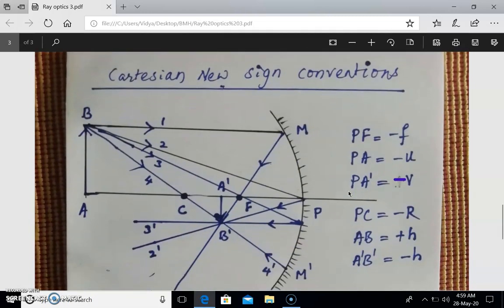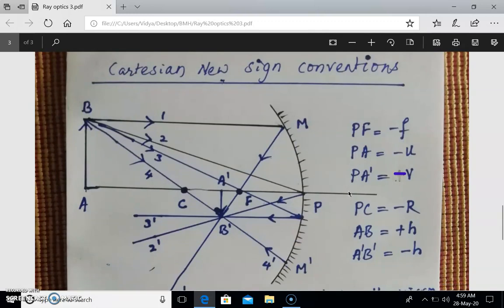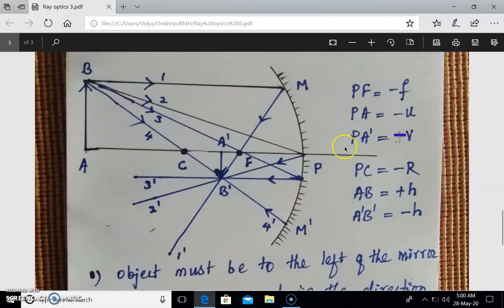Cartesian new sign conventions. Later we will be deriving a mirror formula, and that mirror formula holds good for all the cases. In that context, a Cartesian, a mathematician, proposed sign conventions so that a single formula can be made use of for all the cases and all the types of spherical mirrors. So here M dash is a concave mirror, AB is the extended object placed just beyond C.